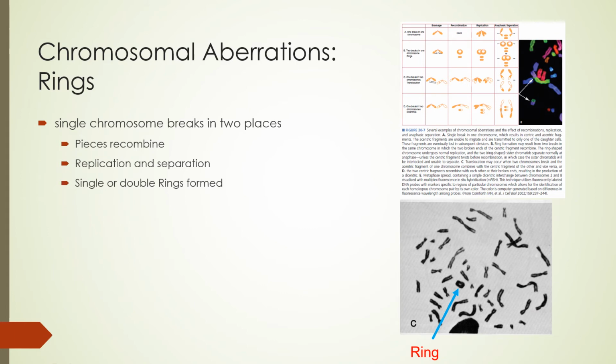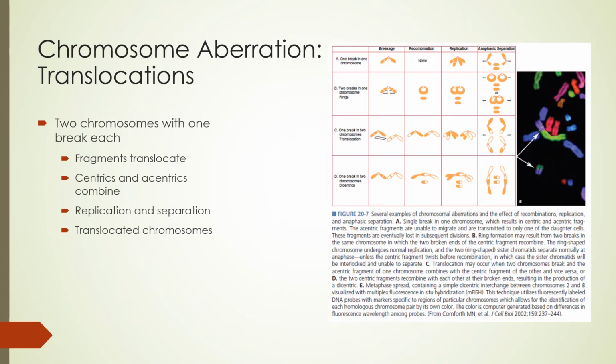Row B in the top figure shows a type of chromosome aberration caused when a single chromosome is broken in two places and the broken fragments recombine. After replication and separation, an aberration called a ring is formed. The bottom photograph shows different chromosome aberrations caused by irradiation of human leukocytes. A ring is shown.